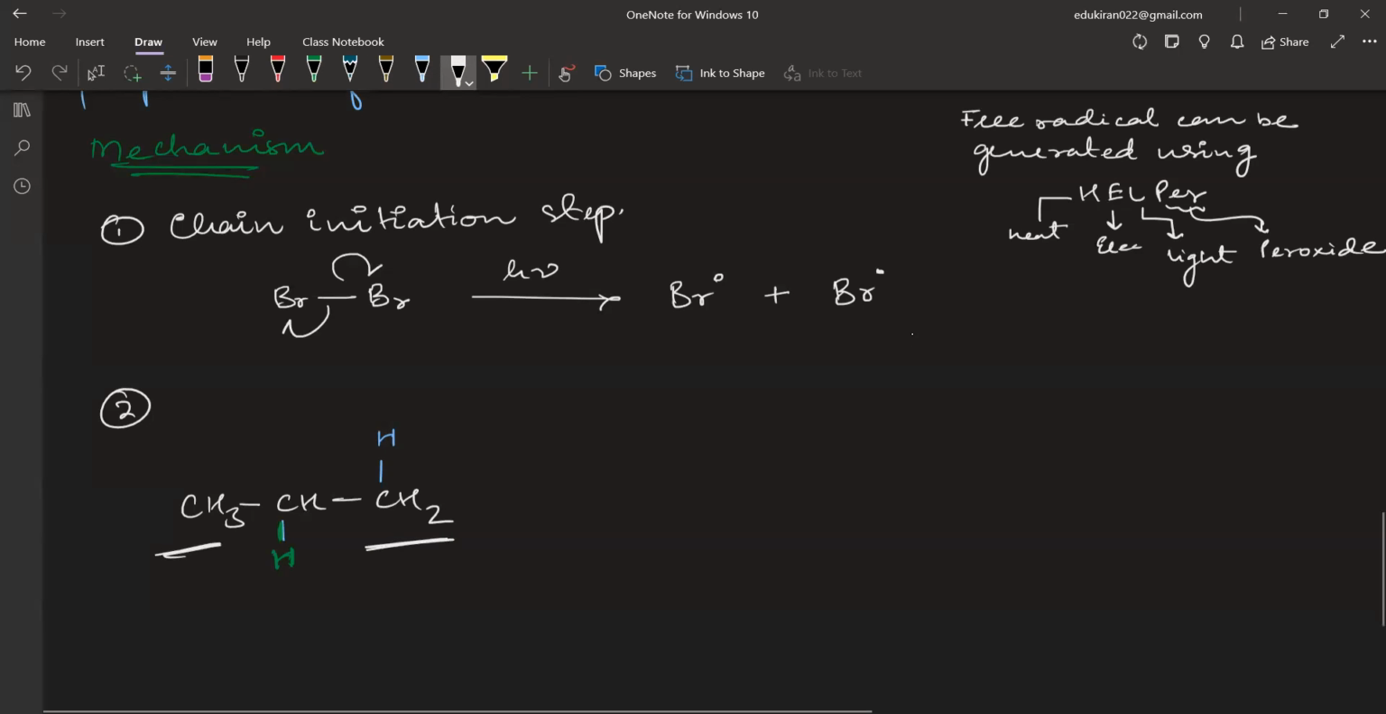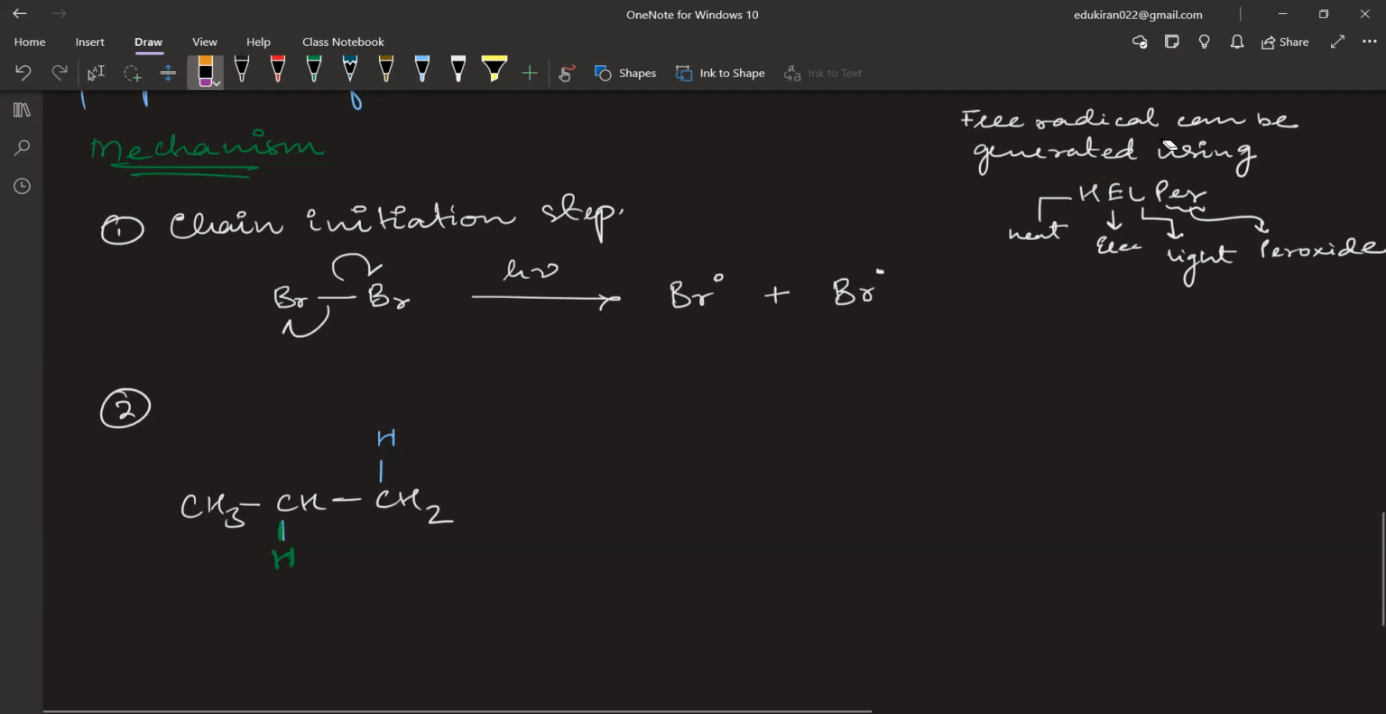Now, all of you agree that this CH3 and this CH3 are same? Yes or no? Both the CH3s are same? Yes. And this CH3 is different CH3? Yes or no? This CH2 is different, right? That means we have two different kind of CH bond.